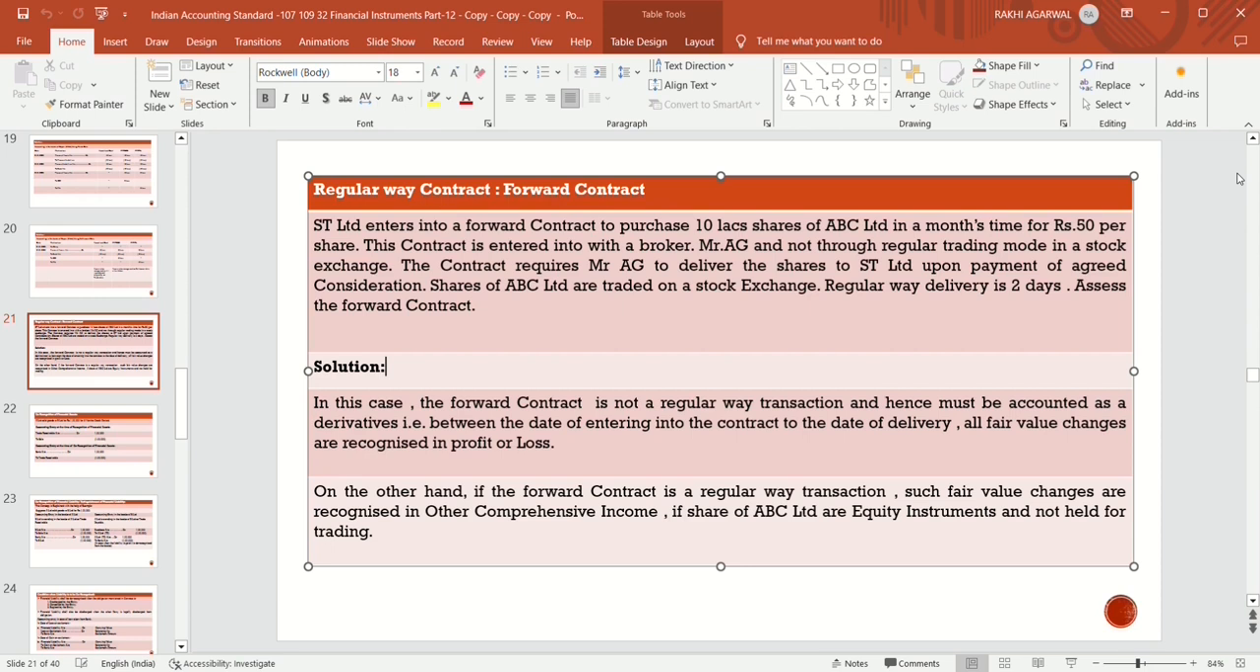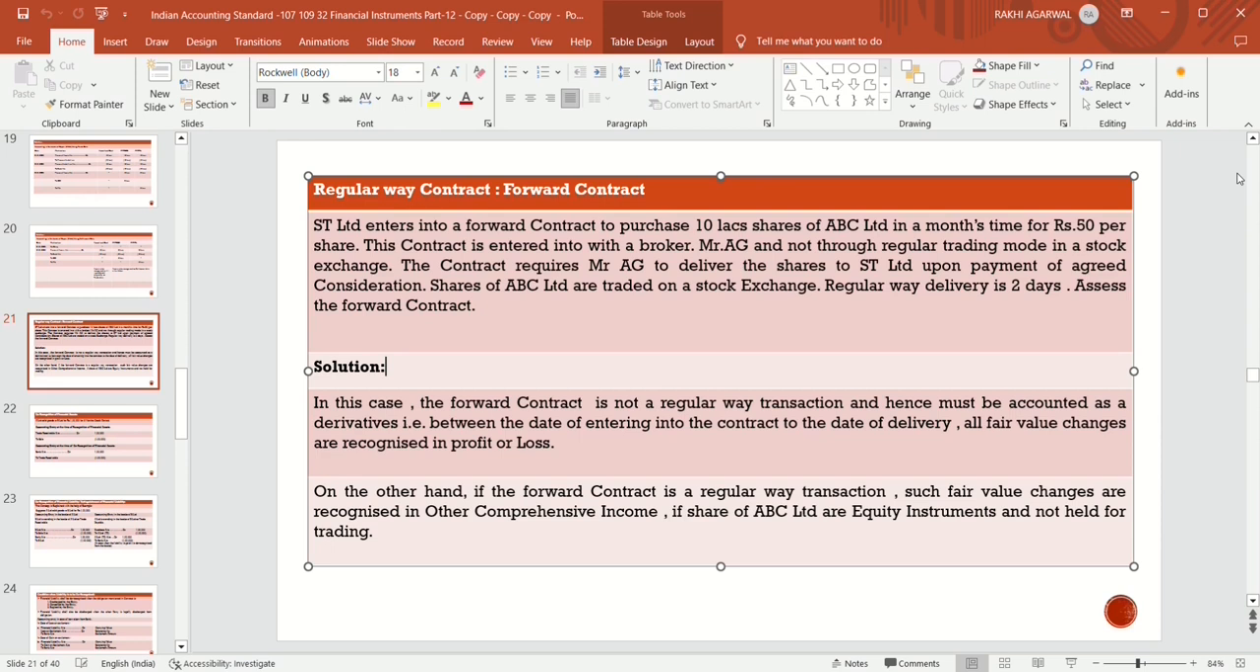The period of the forward contract is 1 month, to purchase the shares of ABC Limited, means they will purchase the shares of ABC Limited within a period of 1 month for rupees 50 per share. The contract is entered into with a broker, Mr. AG, and not through the regular trading mode in a stock exchange.